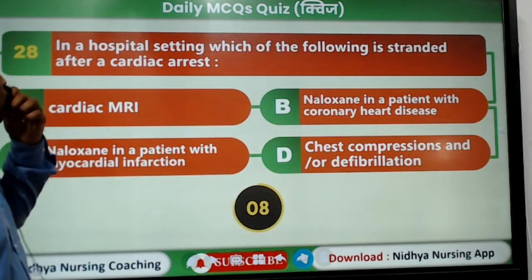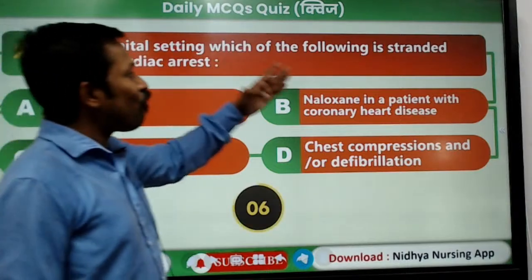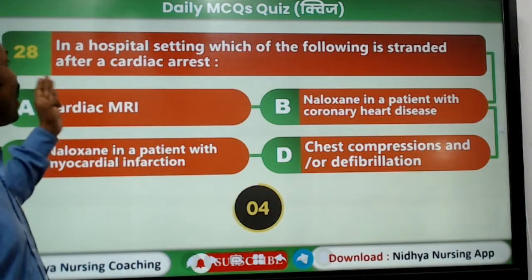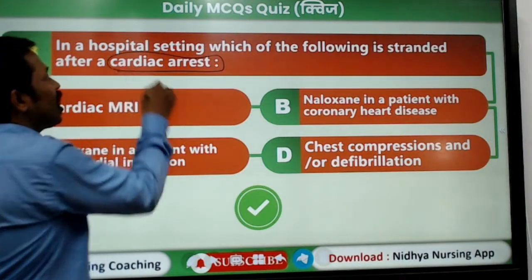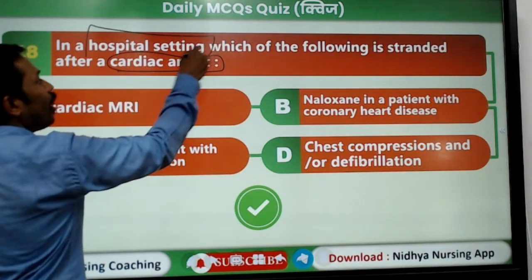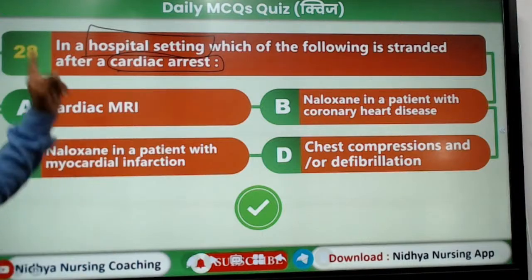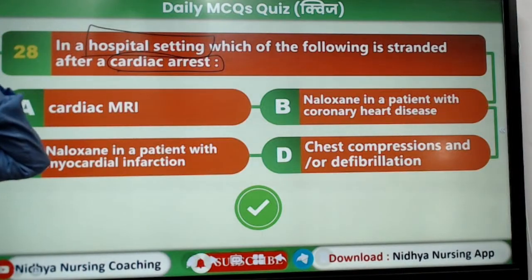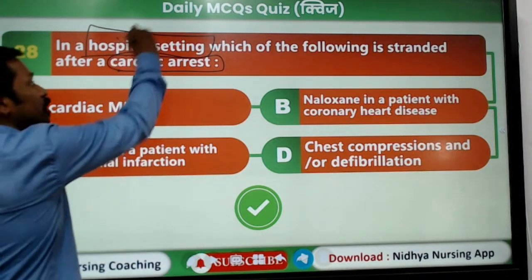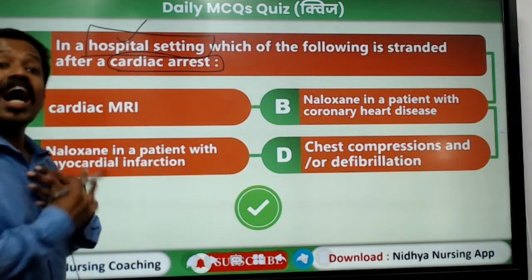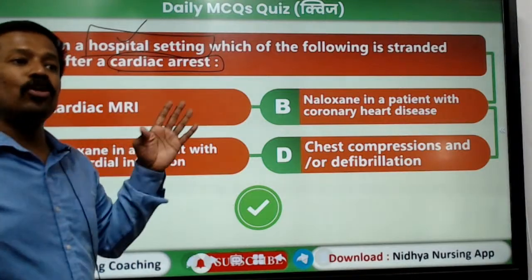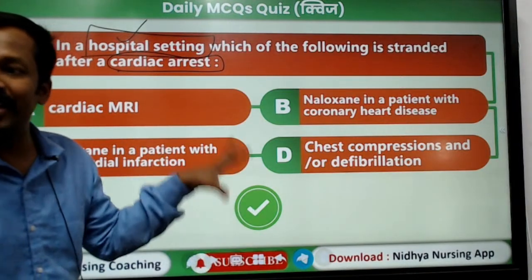Okay, next one. In a hospital setting, which of the following is stranded after cardiac arrest? After cardiac arrest, where is the patient? The patient is in a hospital setting. Now, what has happened to the patient? Cardiac arrest. Then what should we give?